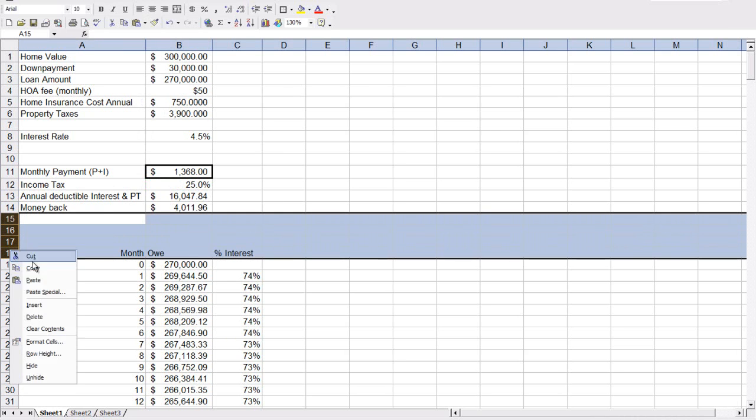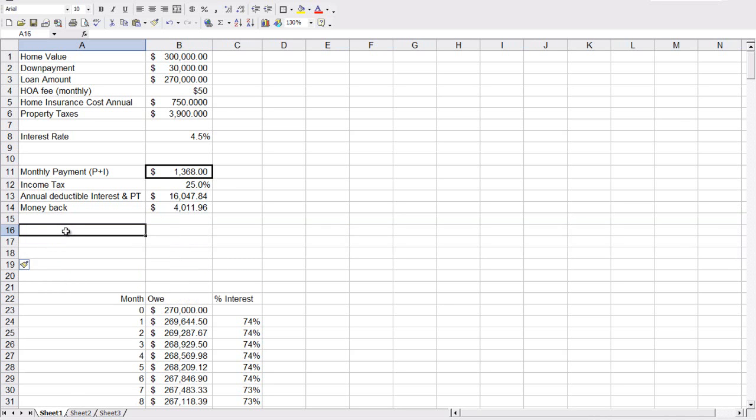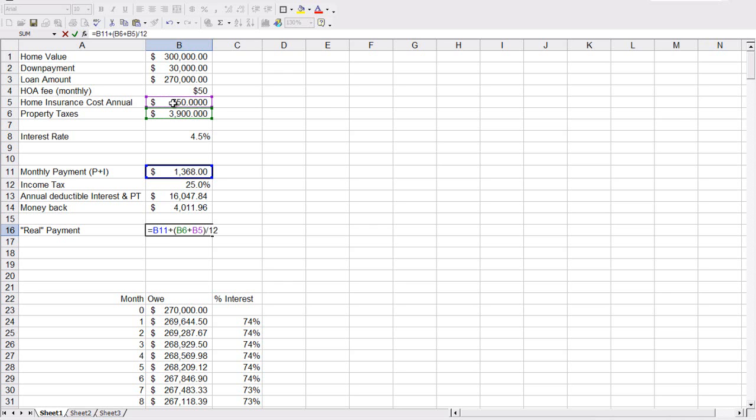Now, this is your kind of real payment here. So this includes your monthly payment, principal and interest, plus you're going to have to be putting money into escrow for your property taxes and your homeowner's insurance. Divide that by 12. And then you're also going to have to pay your homeowners association monthly. So this is what you're going to be giving the bank every month.